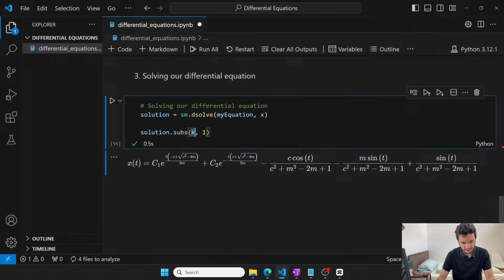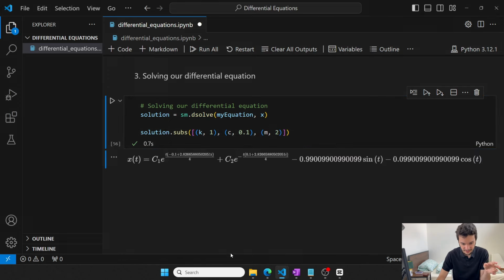Now, similarly, if I specify here, I think it's an array of tuples, we want to first substitute k with 1, and then we want to substitute c, for example, with 0.1, and we want to substitute m with 2. I hope this will not create any problem, but if I run this, you'll see that this is now our solution. But we still have C1 and C2. Now, to get rid of these C1 and C2, we have to actually specify our initial conditions.